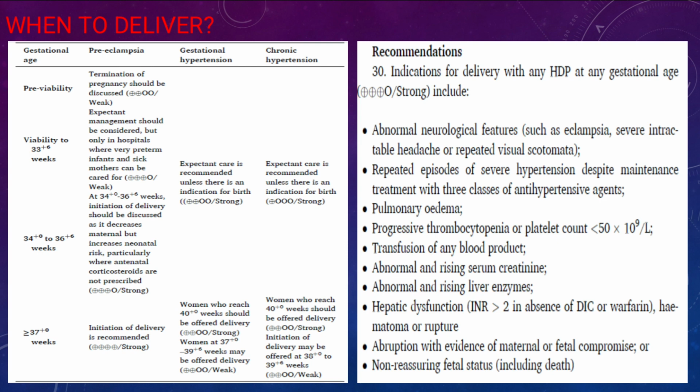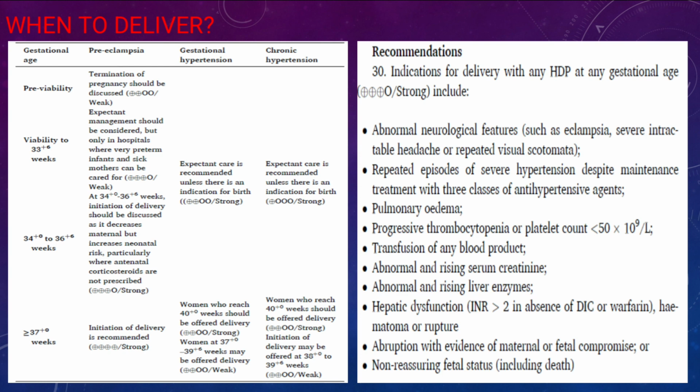Chronic hypertension: expectant management recommended from 34 to 36 weeks. Okay, to 34 weeks expectant management; after 34 weeks you can offer delivery. At 37 weeks initial delivery recommended. Women who reach 40 weeks should be offered delivery. 39 to 40 weeks, 38 to 39 weeks, 37, 39, 38, 39, 40 weeks.